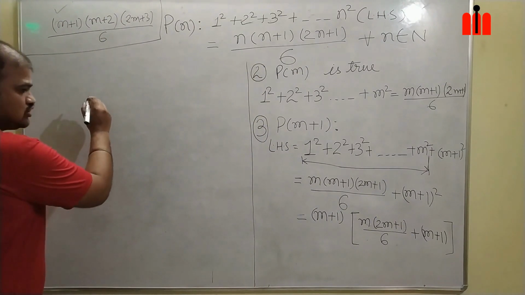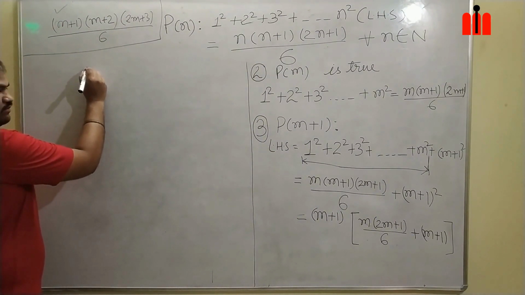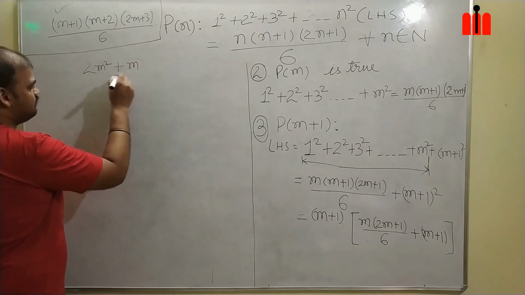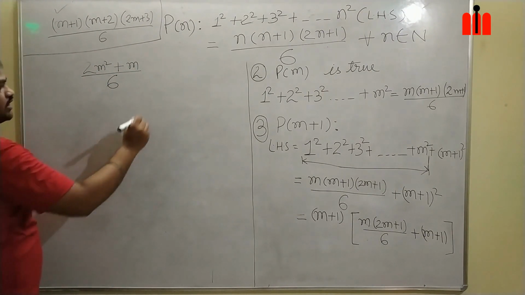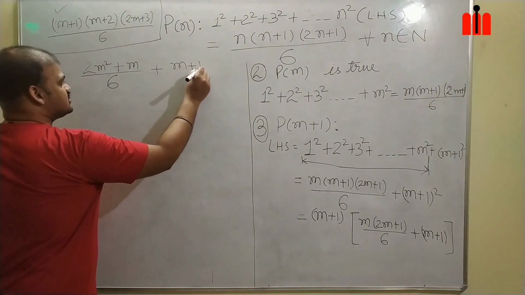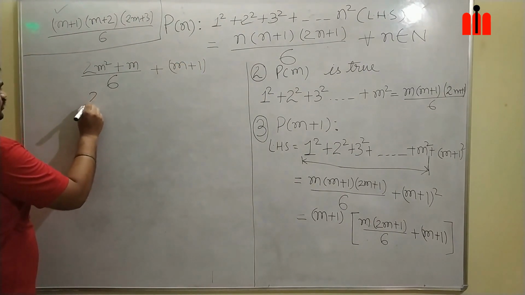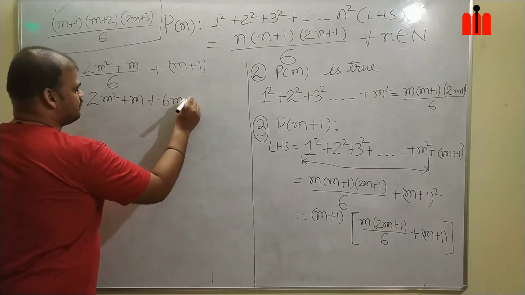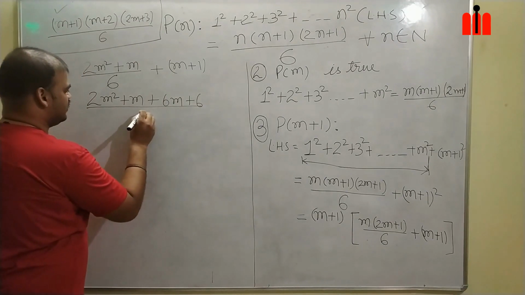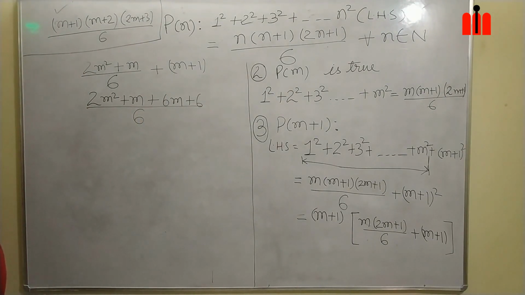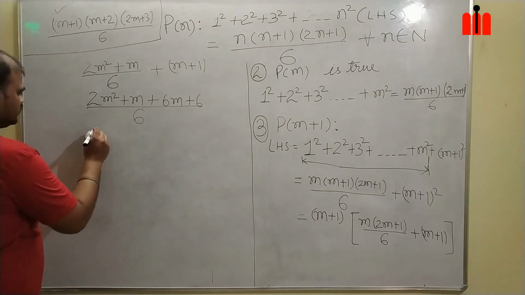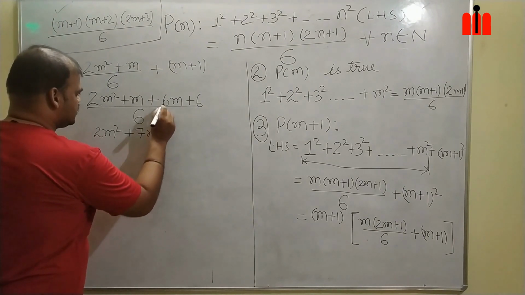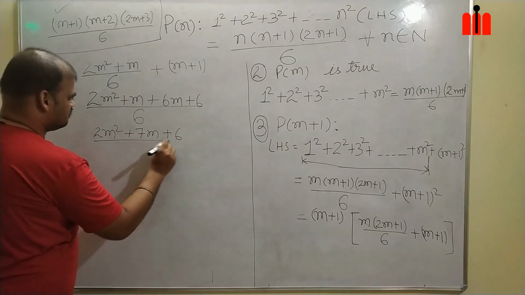Okay, let's write that. So I will use my left hand side of the board. So it will be 2m square plus m by 6, plus m plus 1. Now you take LCM, you will get 2m square plus m plus 6m plus 6 whole divided by 6. Once you add the middle terms, you will get 6m plus m is 7m, plus 6 by 6.